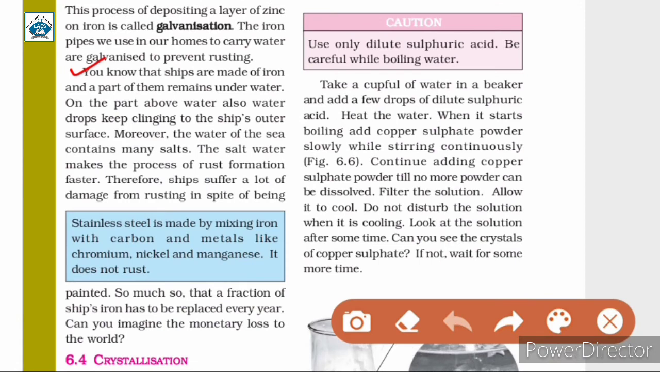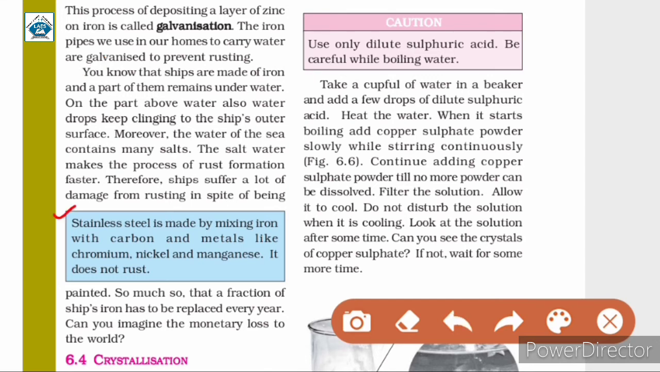Now, ships which remain on water most of the time are made up of iron, and we know that a part of them is always underwater. And the part which is above the water also faces water droplets, and the water of the sea being salty adds to the formation of rust on the iron. This happens even if the ships are painted from time to time. Because of rusting of iron, a part of the ship's iron has to be replaced every year when it is rusted, and this causes a lot of money loss.